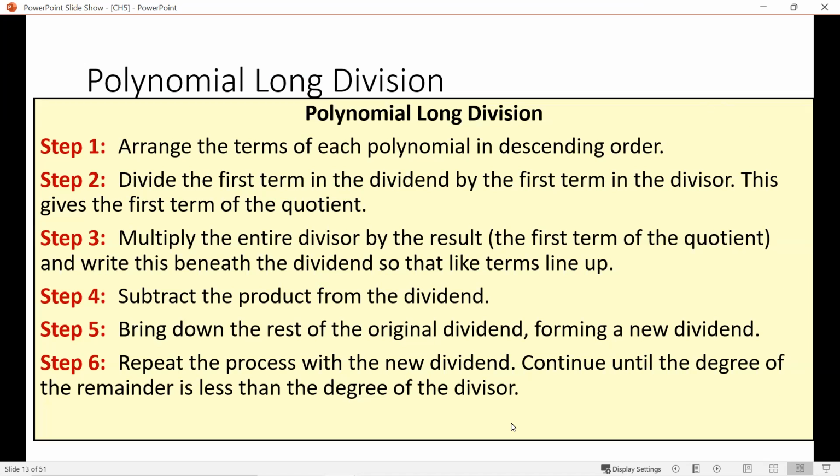So here's just an overview of how to perform polynomial long division. If you want to pause this and read through or even take a screenshot of it, you can do that.